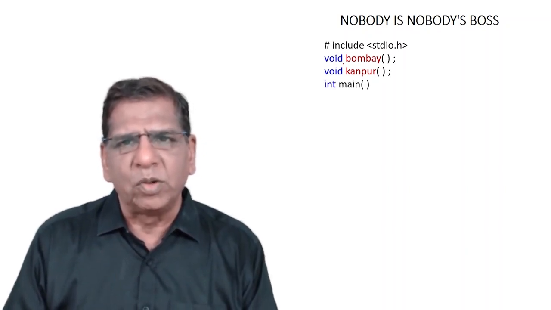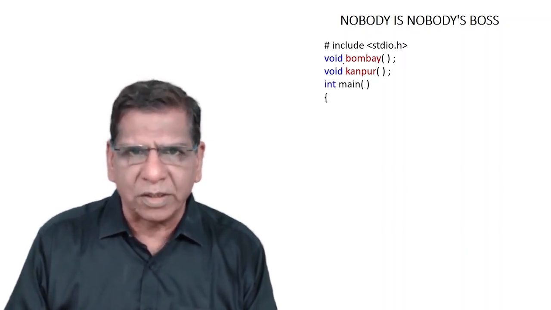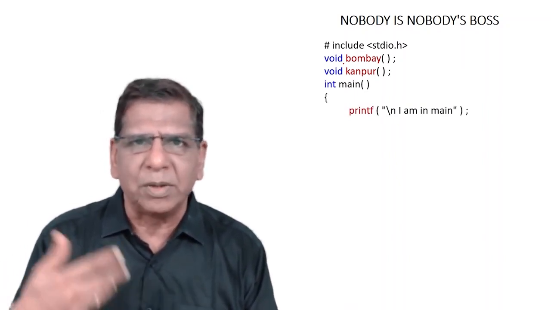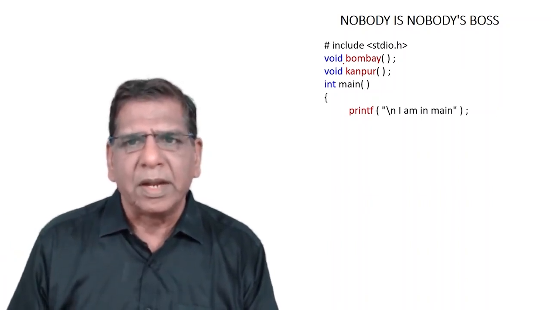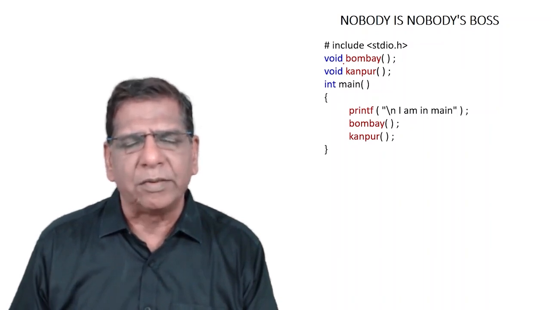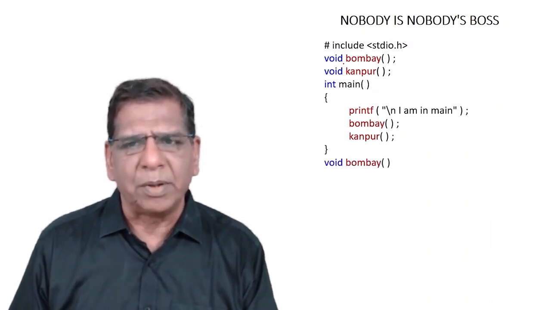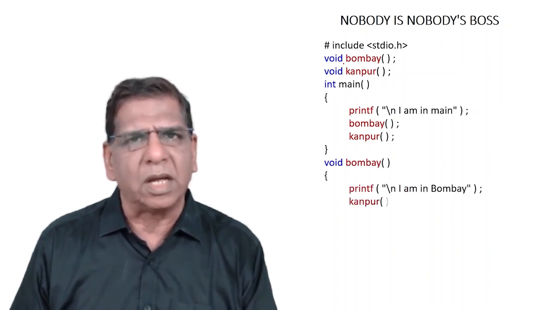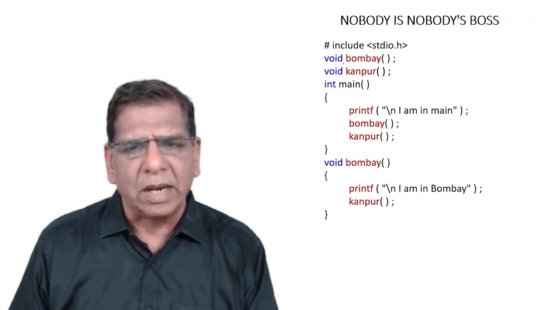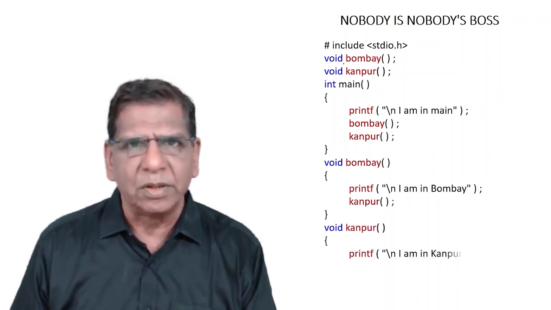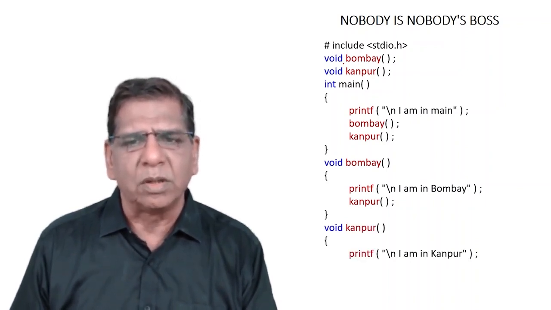And then within main, I would make a call to a function printf first. Printf is different than Bombay and Kanpur in the sense that printf is a library function. And then I'll make a call to Bombay, followed by that a call to Kanpur. Then let's define the Bombay function, wherein I will print out a message saying I am in Bombay, following which I am making a call to the Kanpur function. Lastly, let's define the Kanpur function, where we print out a message saying I am in Kanpur, and then follow it up with a call to the Bombay function.